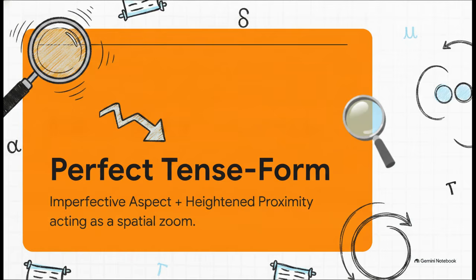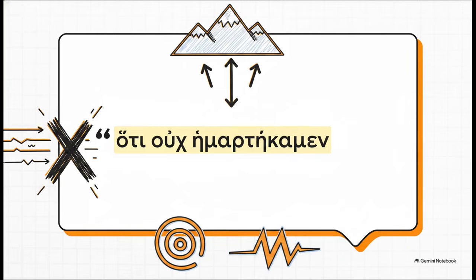To really understand that shift, we have to look at how Campbell's model defines the perfect tense form. It is definitely not past action with ongoing consequences. The perfect tense form encodes imperfective aspect combined with heightened proximity. It functions visually within the discourse like a spatial zoom or a magnifying glass, literally bringing the action into extreme immediate closeness to the speaker. And this brings us to the absolute aspectual peak of the text.